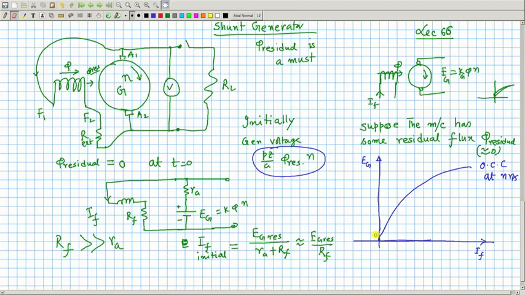Now, I will use this information to explain what is happening in a shunt generator. How? First thing is let RF be the total field circuit resistance.